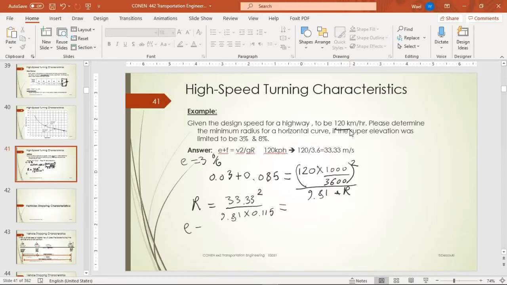if e equals 8%, then R equals again 33.33 squared divided by 9.81 multiplied by 0.08 plus 0.085. So if someone can make this calculation, please.